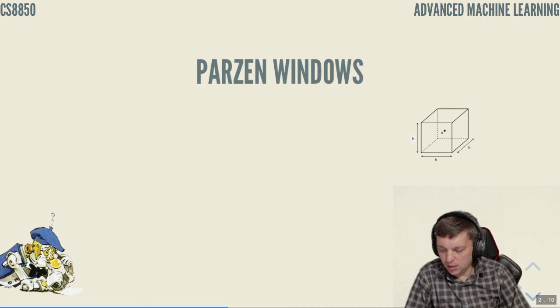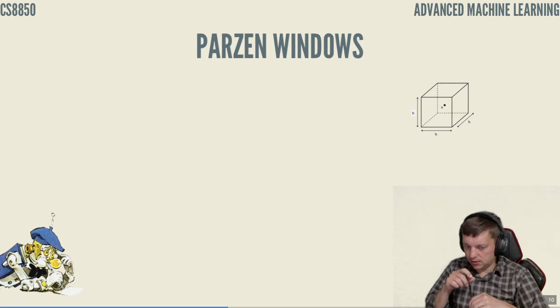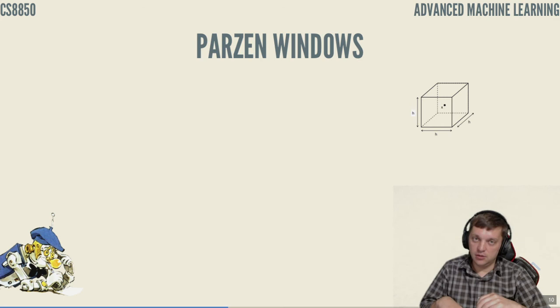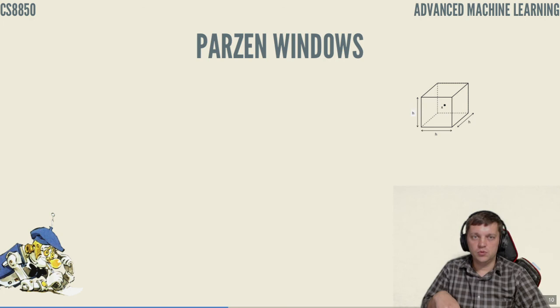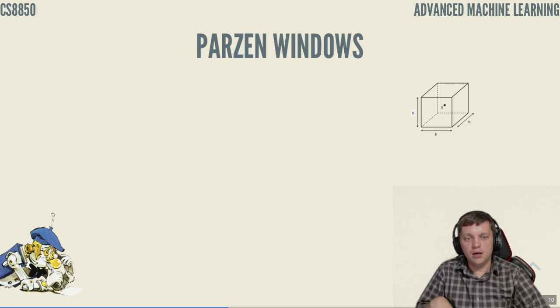Okay, what do we do next? How do we estimate our density using kernel density estimation? What is the kernel in our case? Let's talk about the simplest possible kernel, arguably, called Parzen Windows, due to Emmanuel Parzen, I believe the name of the statistician who was one of the first who invented it. And of course, he wasn't the first. Rosenblatt was the first, but the name stuck.